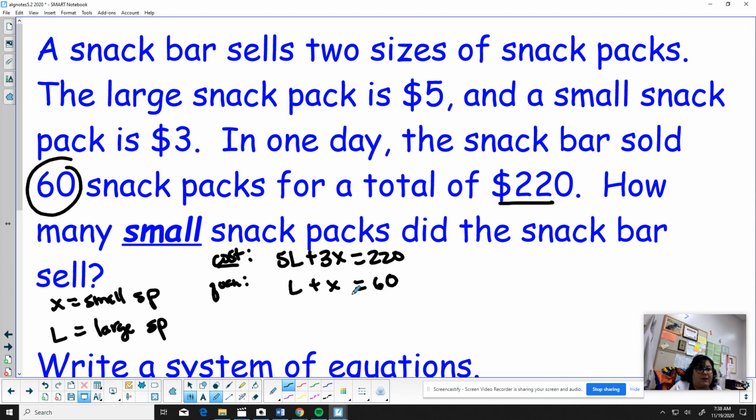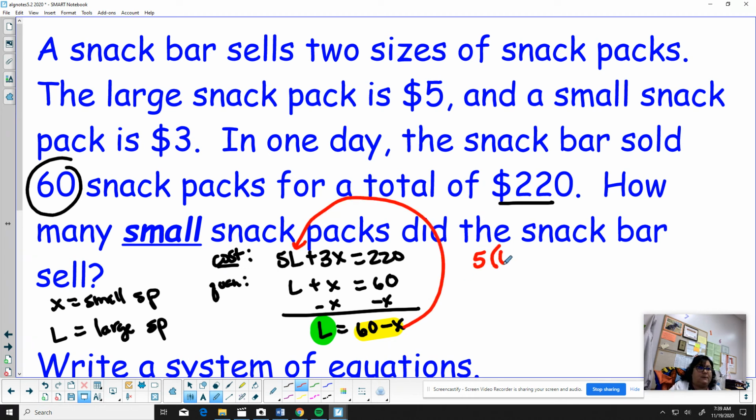Now I can use substitution to solve. It doesn't really matter which one we solve for because they both have a coefficient of 1. I'm going to go ahead and just solve for L. So I'm subtracting x. L equals 60 minus x. Now it's solved for L, and I can take this part and plug it in for L into the cost equation. So 5 times 60 minus x plus 3x equals 220.